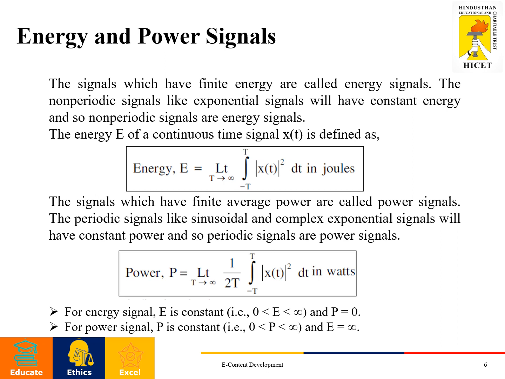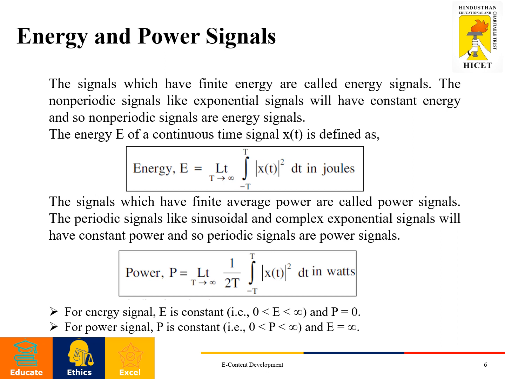The signals which have finite average power are called power signals. The periodic signals like sinusoidal signals and complex exponential signals will have constant power, and so periodic signals are power signals in nature. The definition for power signal, power P equal to limit T tends to infinity 1 by 2T integral minus T to plus T modulus x of t the whole square dt, in watts.